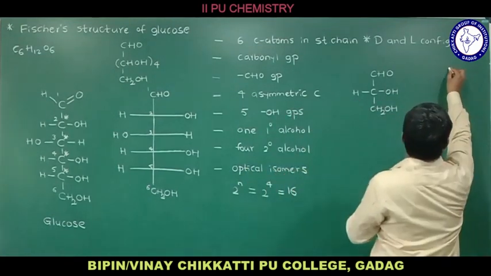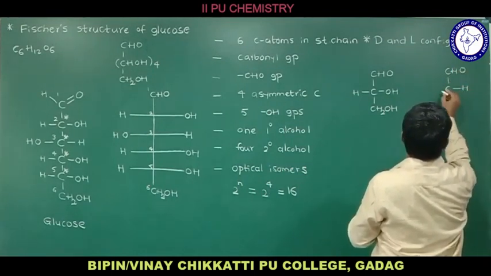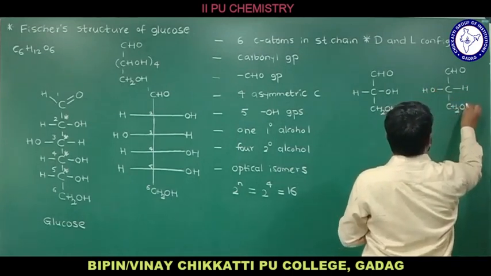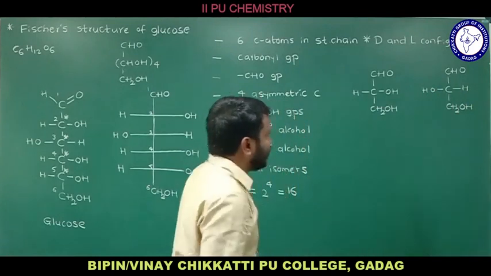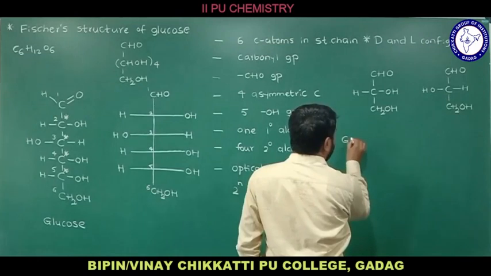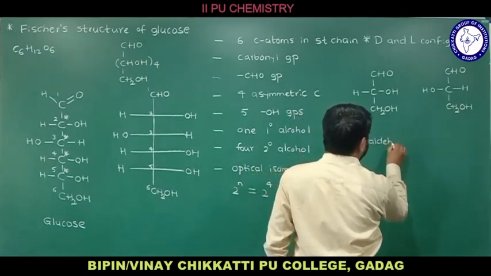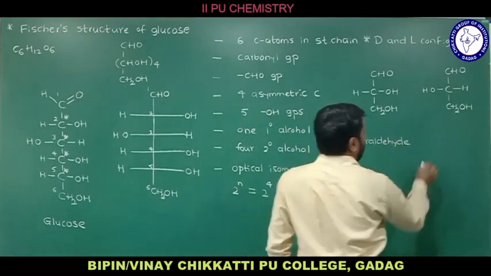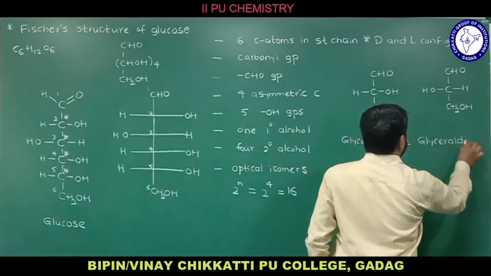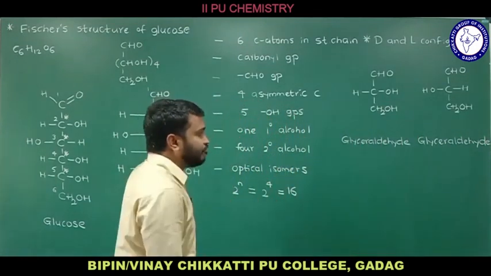One more identical structure I am going to consider here: CHO, C, with H on the right side and OH on the left side, and at the bottom CH2OH. The name of these two compounds, let me write here, this is glyceraldehyde, and this compound is also glyceraldehyde. We'll see what is the change in configuration we are going to observe.